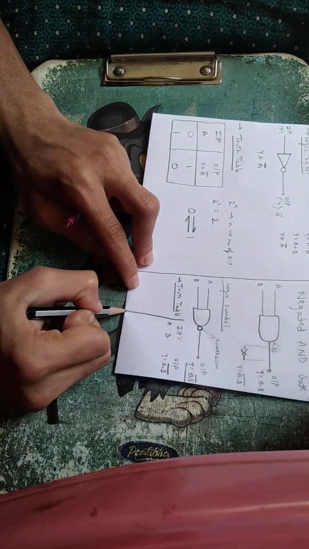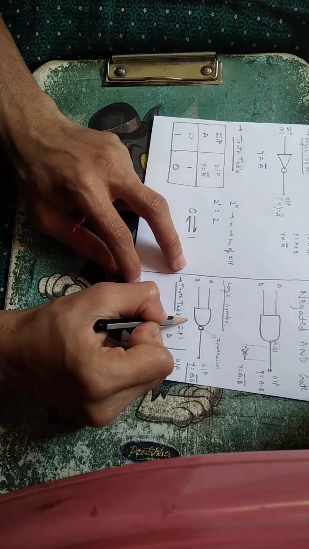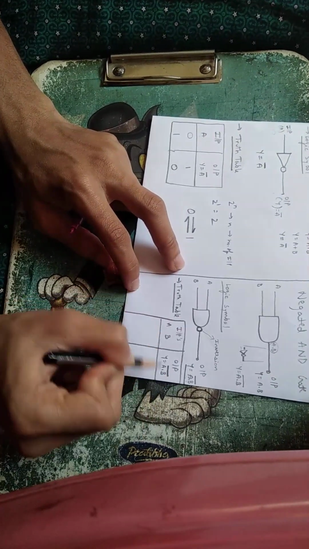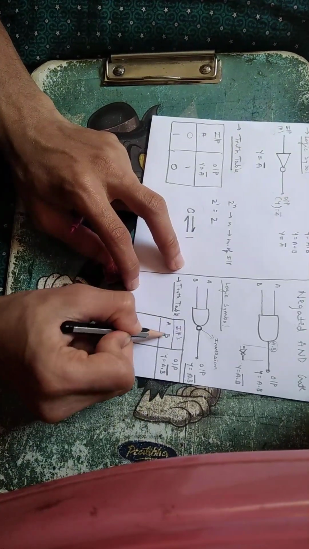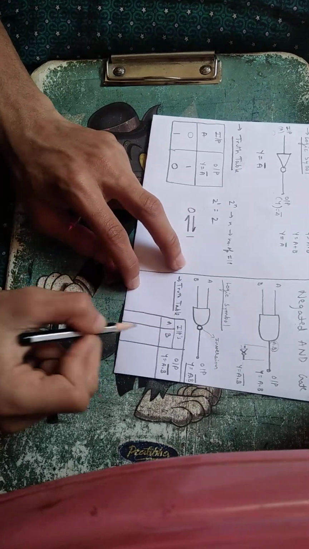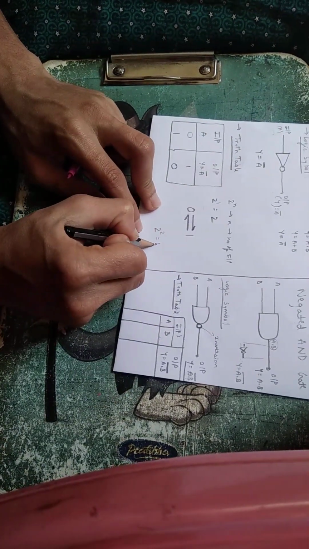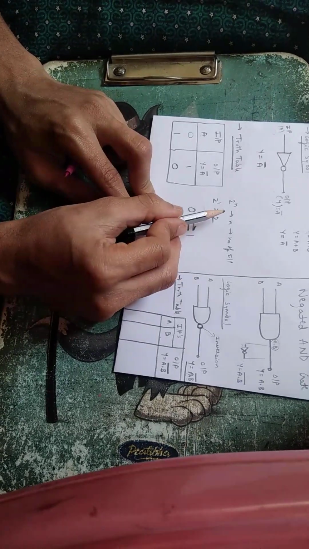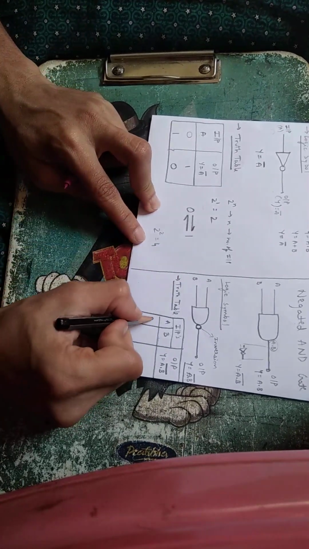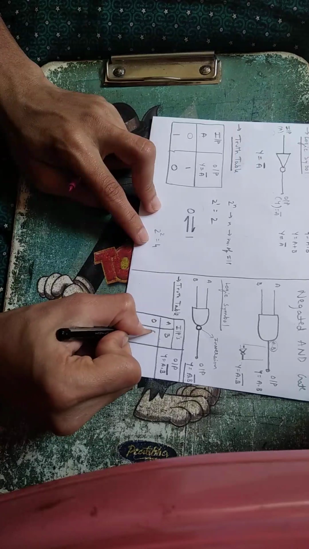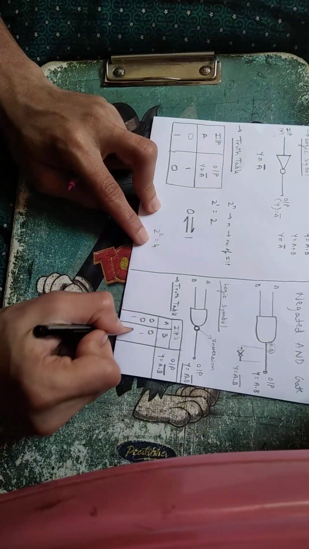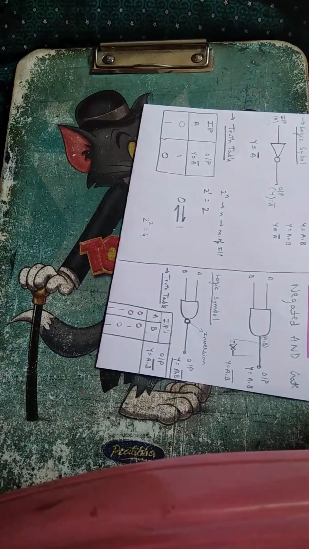Now divide this truth table. Inputs column is separate, output column is separate, and in the inputs column you have A and B. So there are two inputs. How many combinations? You have this formula here: 2 to the power 2, that is 4 combinations. That is 0 0, 0 1, 1 0, 1 1.